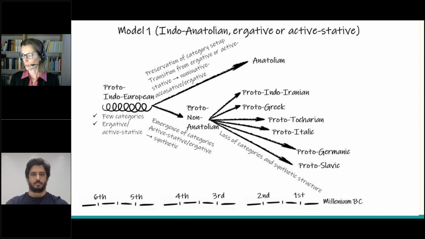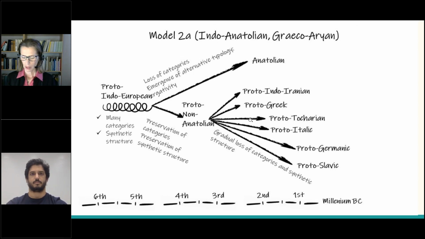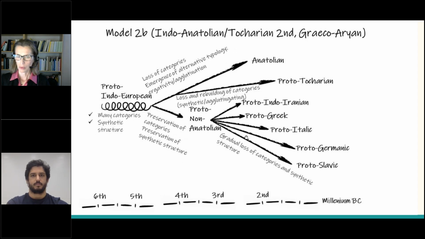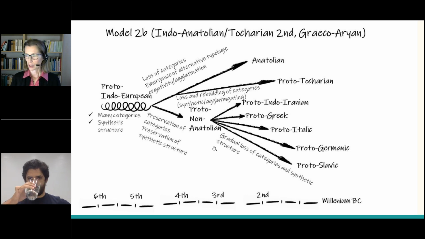To a form-rich system and then a form-simple system, sorry. A second model assumes a form-rich and synthetic proto-language in which many categories were lost in Anatolian and then gradually decreasing and eroding in the branches. So it's then a bit simpler model. A variant of model two assumes a form-rich and synthetic proto-language, which is then gradually eroding.